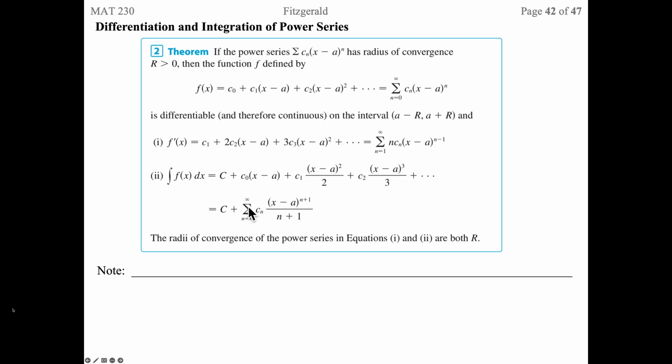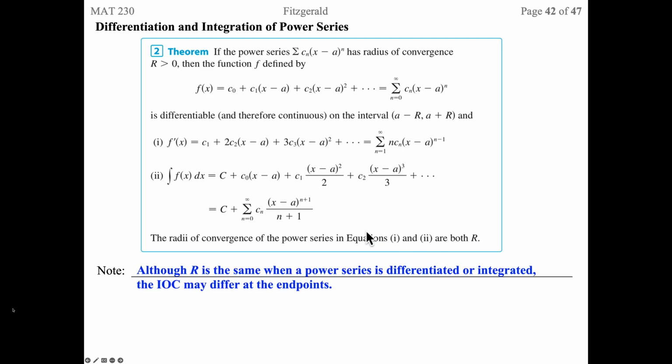All right, the radii of convergence of the power series for both the derivative and the integration are both still capital R. So although the r stays the same, when you differentiate or integrate, your interval of convergence may differ at the endpoints only. So again, we have to look at that.